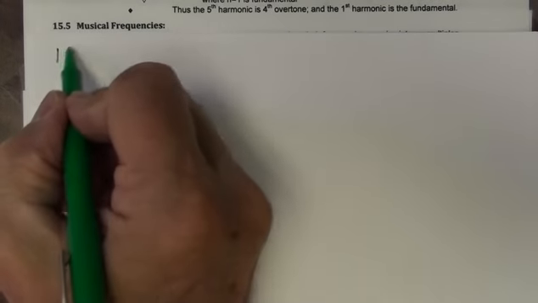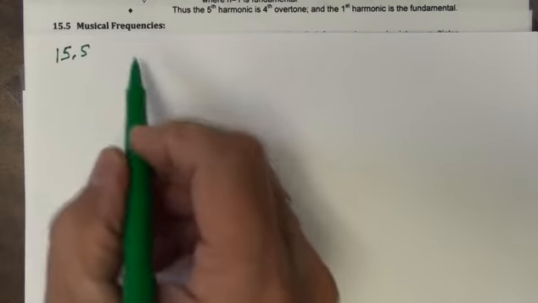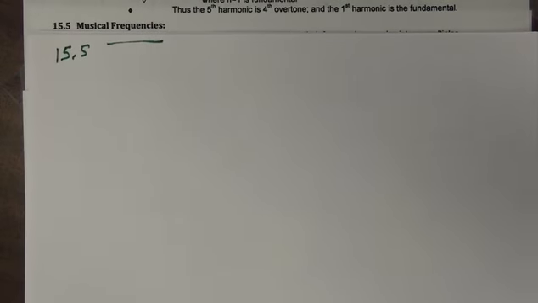This next section, section 15.5, concerns musical frequencies. Okay, we've talked about the frequencies that these air columns and strings produce, and it turns out that if you look at other instruments, they do not produce frequencies for the overtones or for the other harmonics that are multiples of the basic ones. Why is that important?